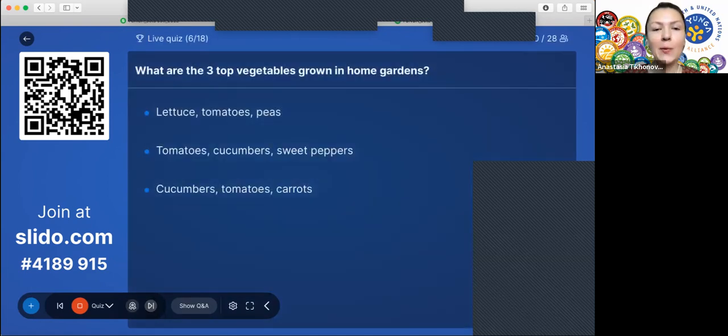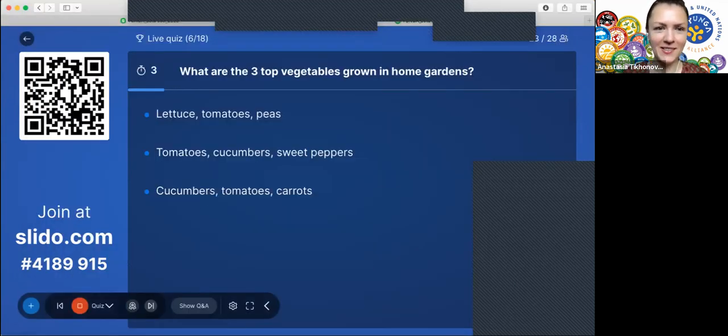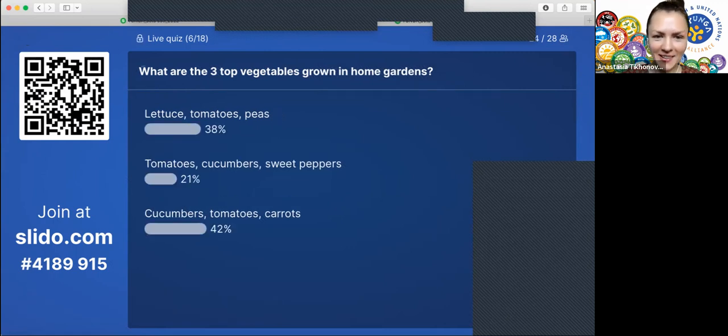Next question. What are the 3 top vegetables grown in home gardens? Lettuce, tomatoes, peas; tomatoes, cucumbers, sweet peppers; or cucumbers, tomatoes, carrots? I wonder what you think they are. Okay, 4 seconds left. And let's see our results.